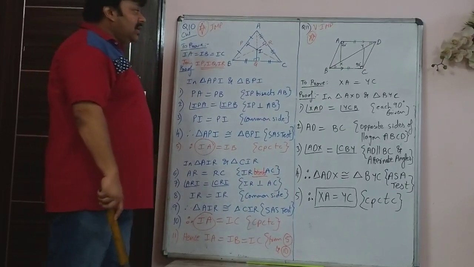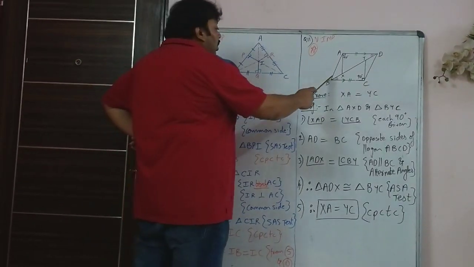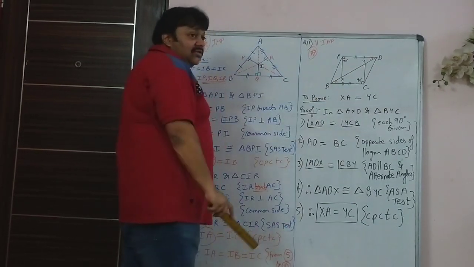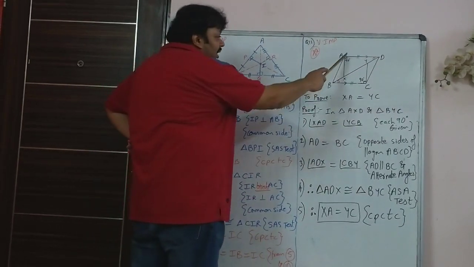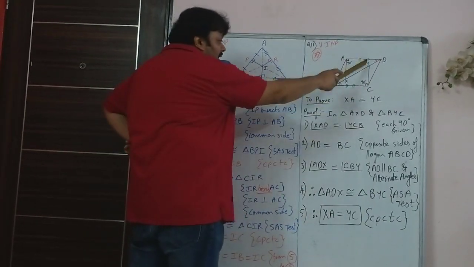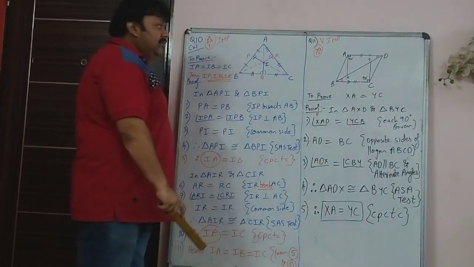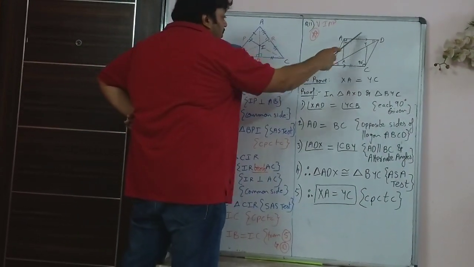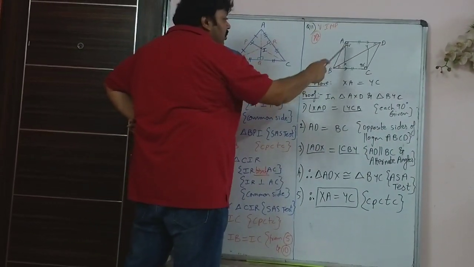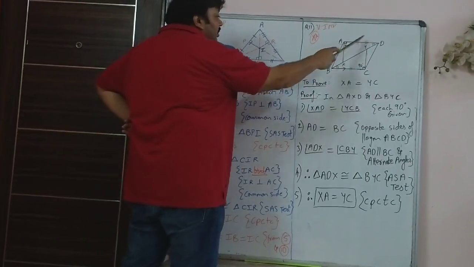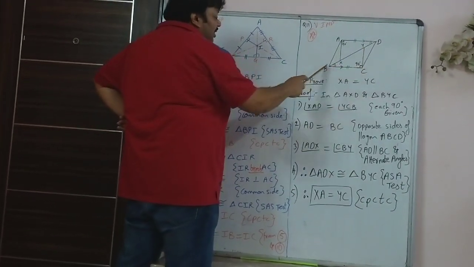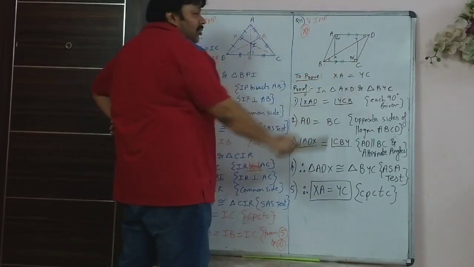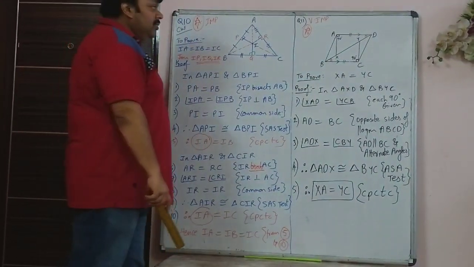And then you are given that on the diagonal BD, points X and Y are such that XAD is 90 and YCB is 90. So when I draw the 90 degrees, it should look 90. So obviously this and this line should look perpendicular to each other. So XAD is 90 and YCB also is 90. So YC should look perpendicular to BC.